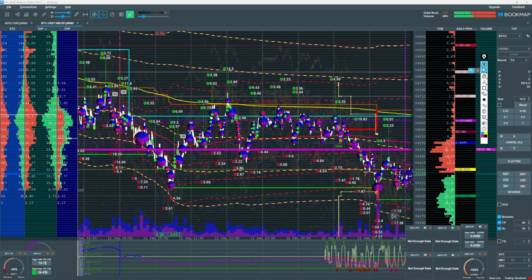Today is the 12th of January 2025. The time is 11:12 a.m. Eastern Time. So I'm going to do a trade recap here. I was practicing some of my strategies on Bitcoin, and I'm going to do a trade recap on a variant of the Black Sun strategy.